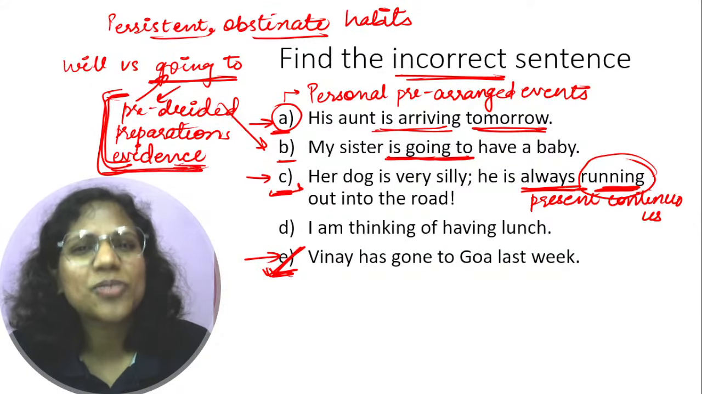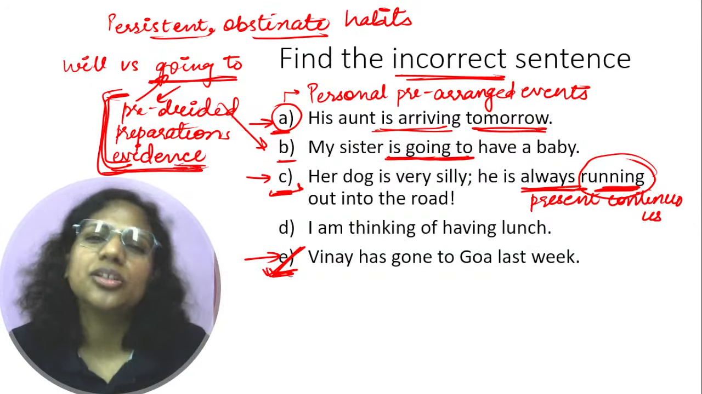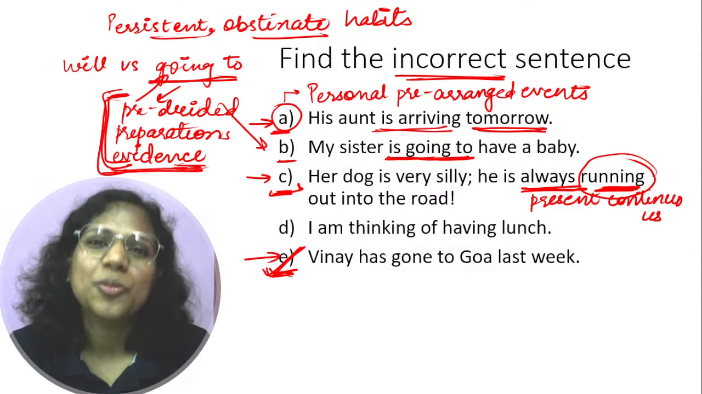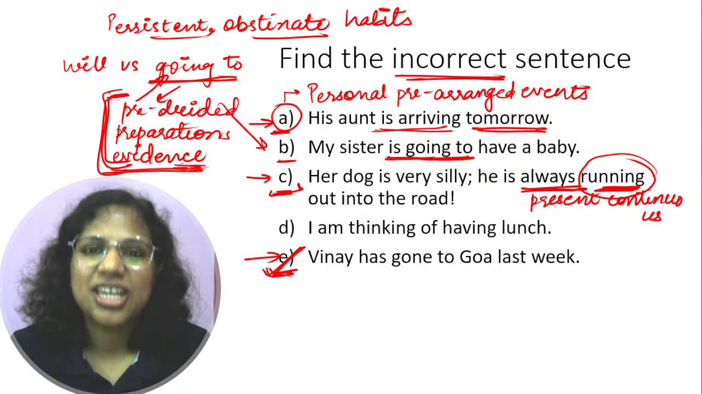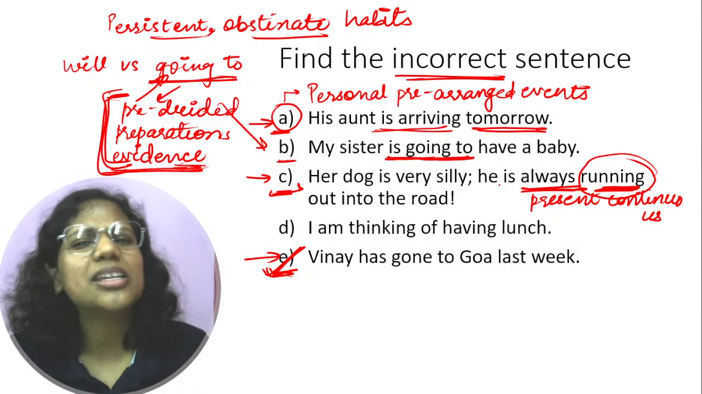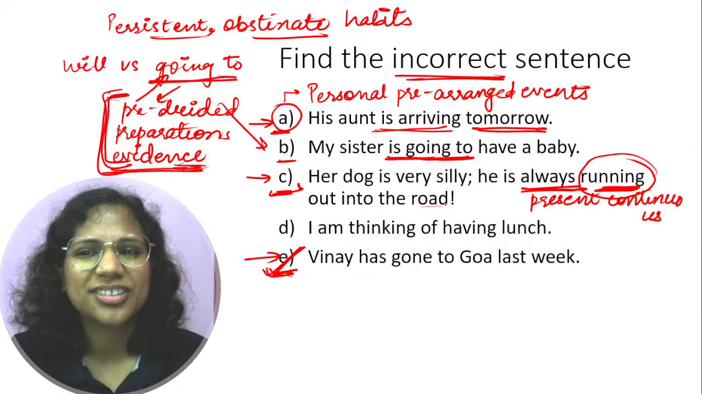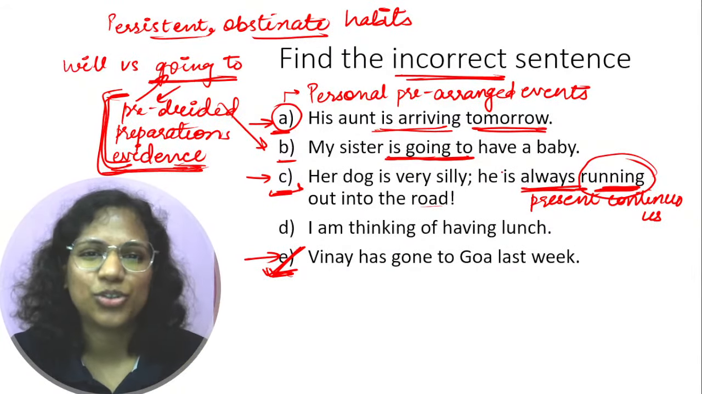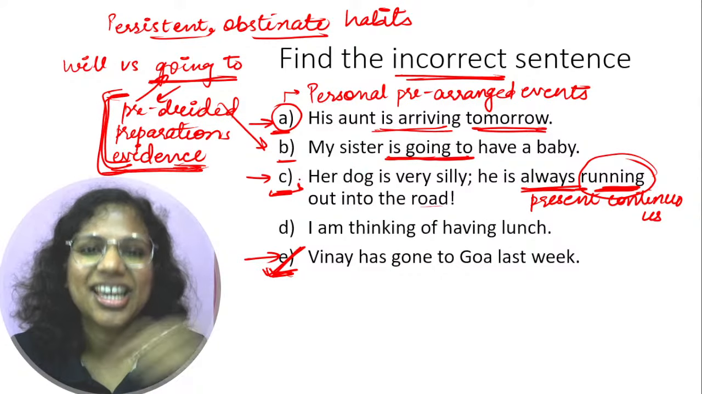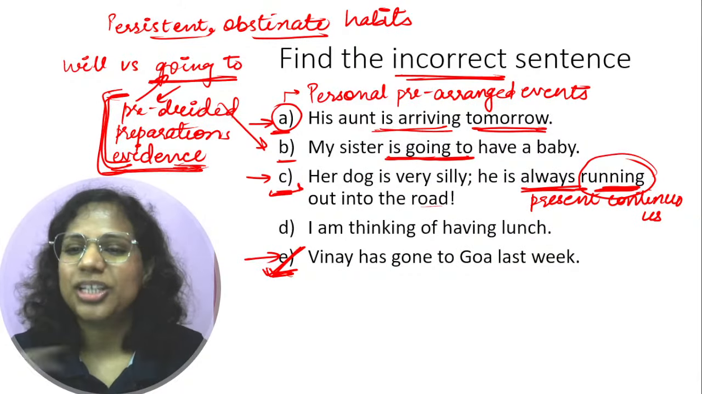So persistent, obstinate habit. She's always surfing internet in the class. Persistent, obstinate habit. So here also, her dog is very silly. He's always running out into the road. Not "he always runs out into the road". That would be incorrect. Okay. So C is absolutely fine.